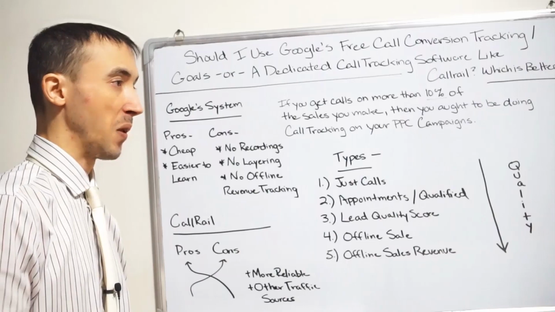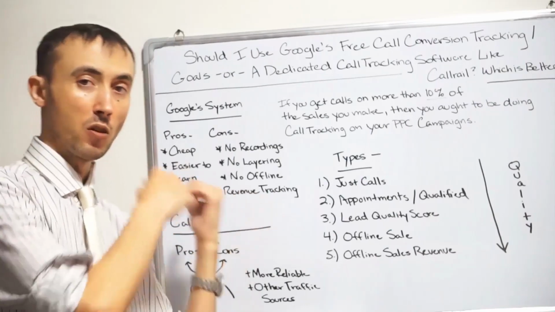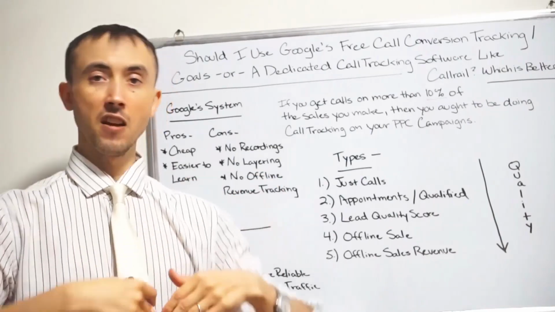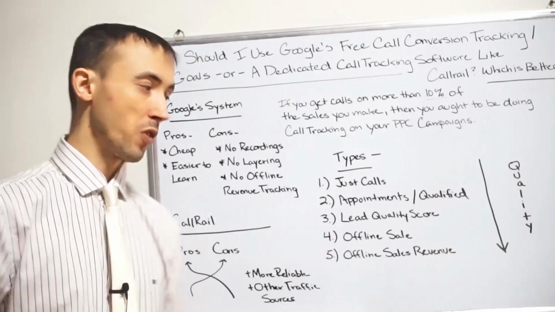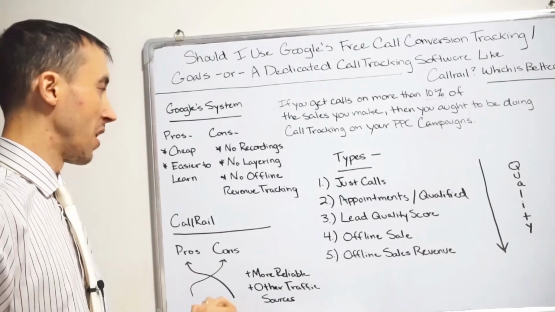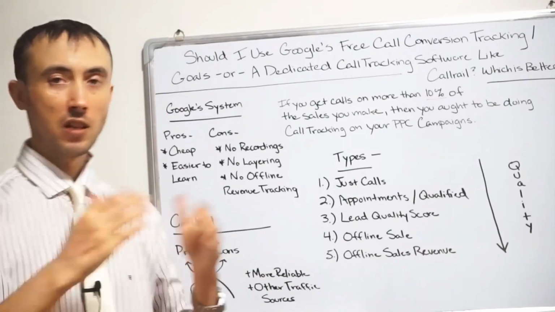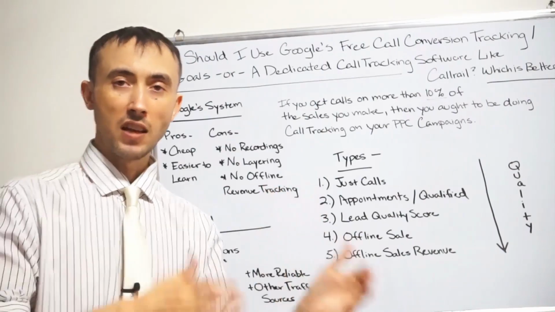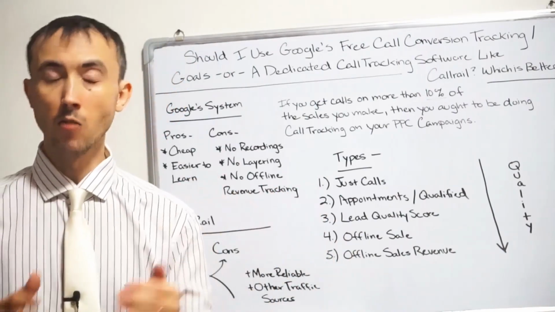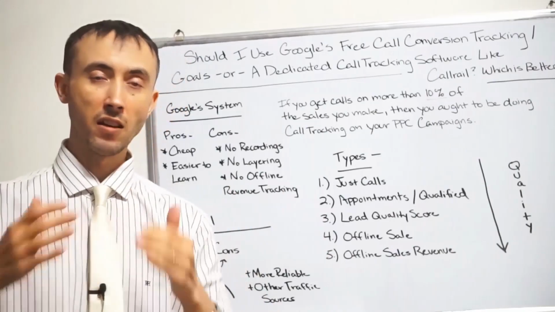In addition to having Google Ads, having all that call data there is the same cost. So why not do it anyway? But anyway, that's everything in a nutshell, comparing Google's call tracking system to a call tracking software like Callrail.